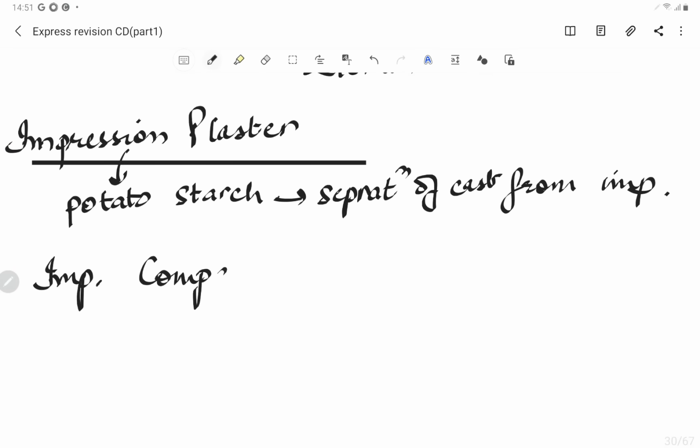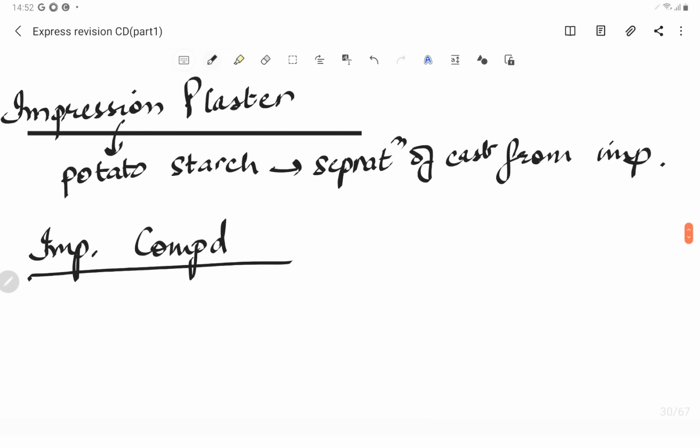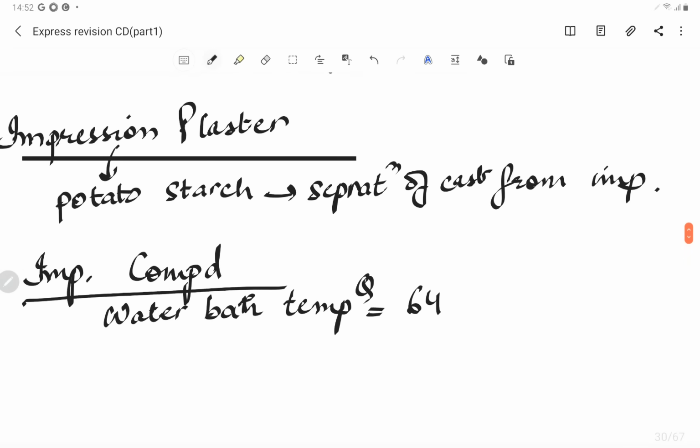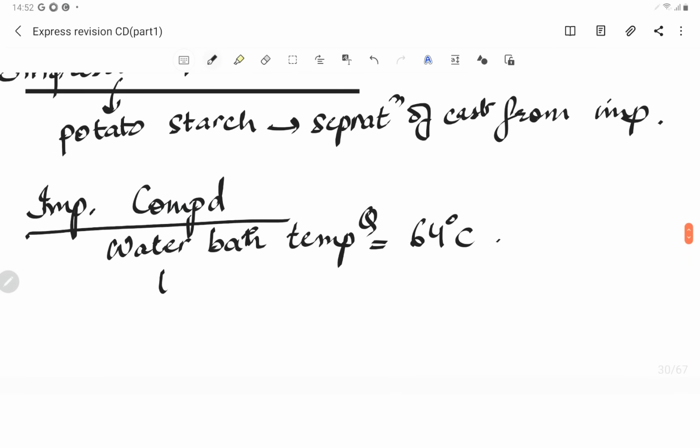which is our reversible thermoplastic material. That means we require water. So the water bath temperature is 64 degrees Celsius. Then the technique is wet kneading. That means we put it in the water bowl and then like a dough, how we mix a dough, like that we mix it.